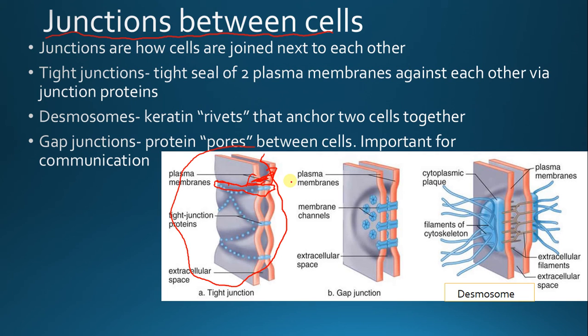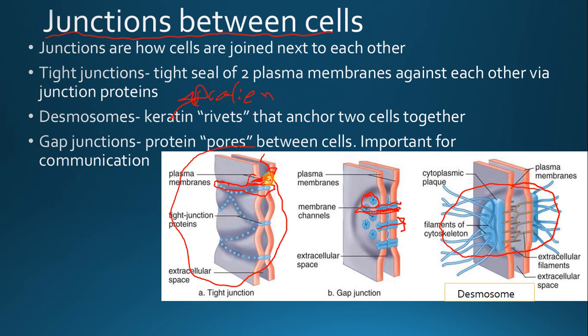In other cells, we have what's called desmosomes, which are protein or keratin rivets or anchors that bolt two cells together, kind of like this, and connect that keratin junction to the cytoskeleton or the backbone of the cell. And third, other cells have gap junctions, or little protein pores or channels that directly connect two neighboring animal cells together. And it's very important for communication and sending chemical messages back and forth.